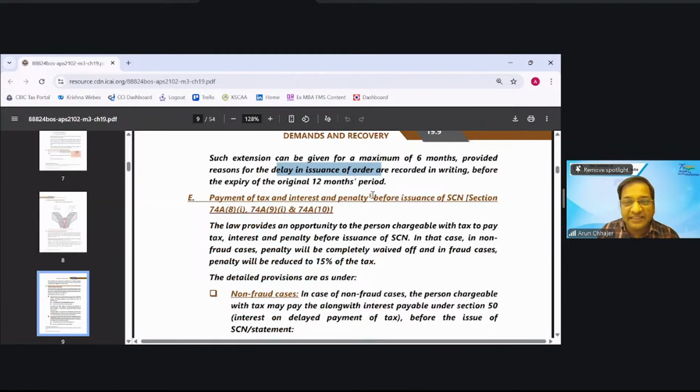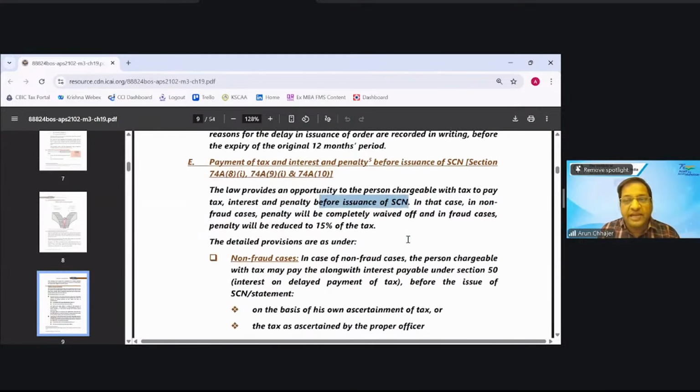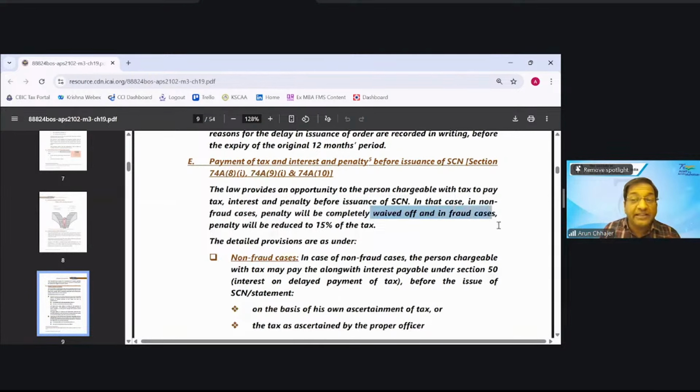Payment of tax and interest and penalty before SCN. The law provides an opportunity to the person chargeable with the tax to pay before issuance of the show cause notice. In that case, in a non-fraud case, penalty would be completely waived off, and in the fraud case, it will be reduced to 15%.